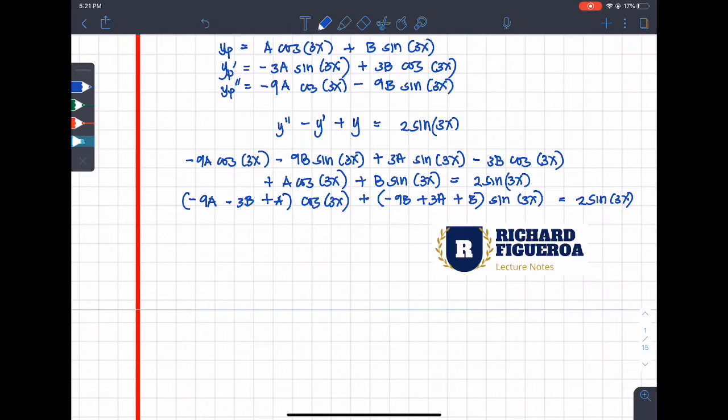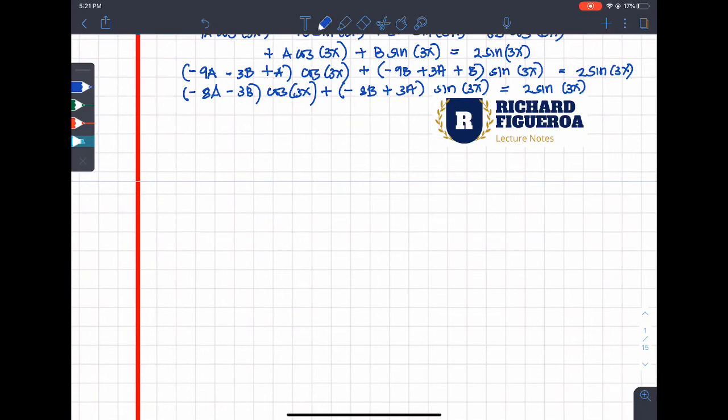We could simplify this further, to be equivalent to negative 8a minus 3b, times cosine 3x, and then plus negative 8b plus 3a, times sine 3x, would be equal to 2 sine 3x.